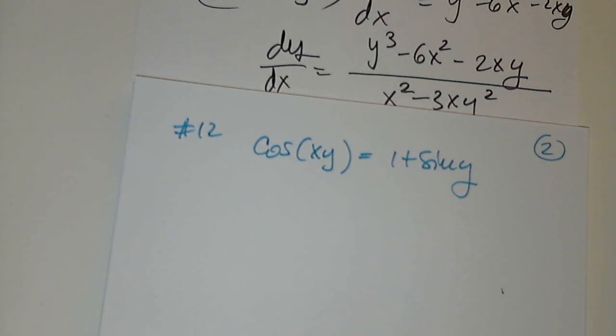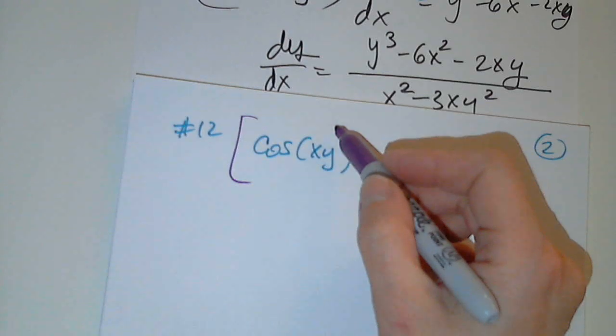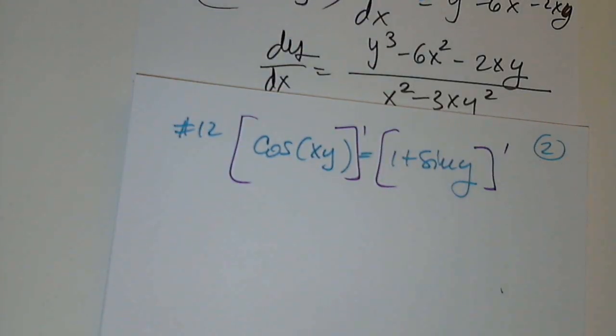Okay, same thing, we cannot solve for y. We are asked to find dy over dx, which means x is the independent variable and y is the function. So we differentiate the left as well as the right. Now carefully, can anyone tell us what's the derivative on the left-hand side? You're going to have negative sine xy. Very good.